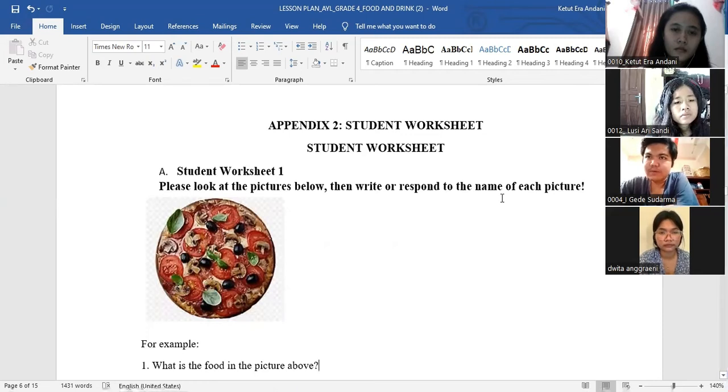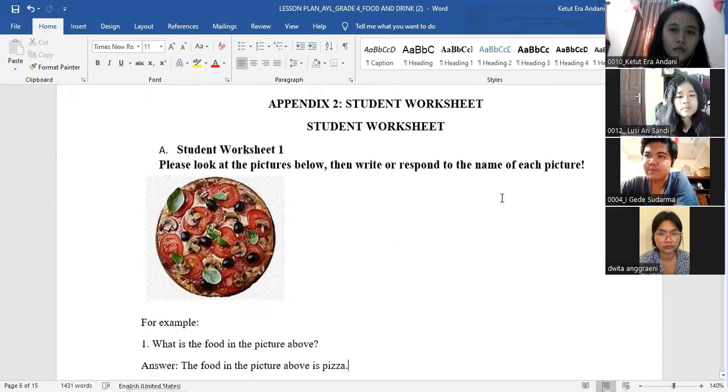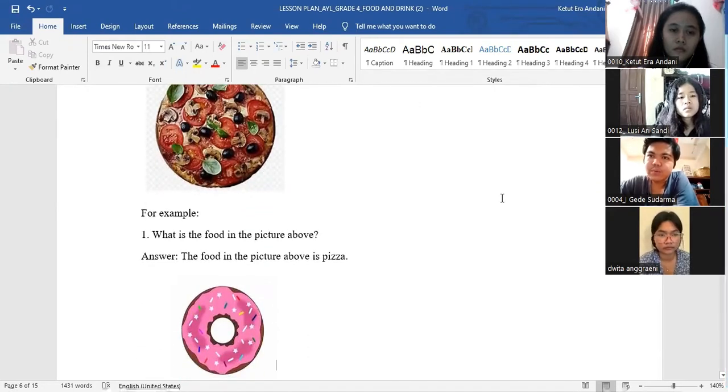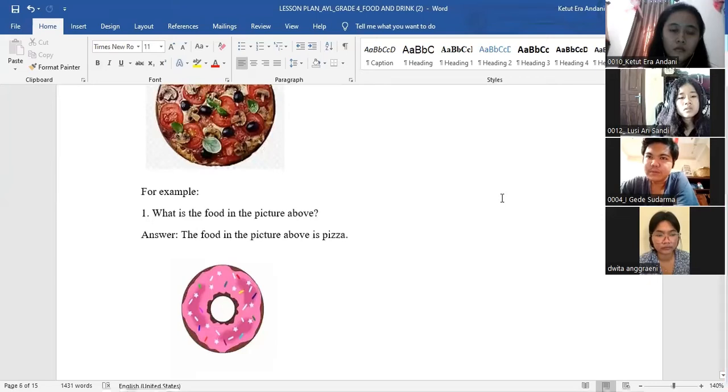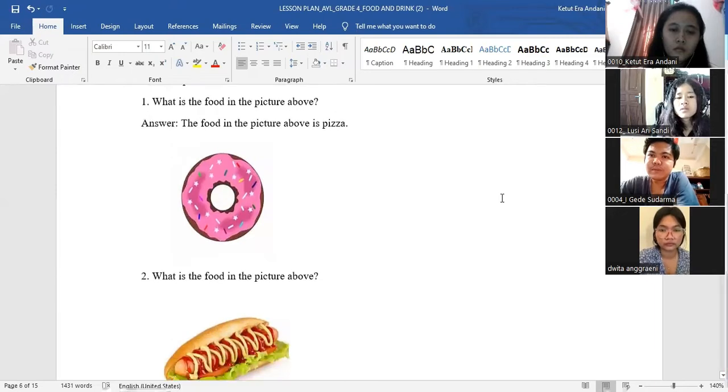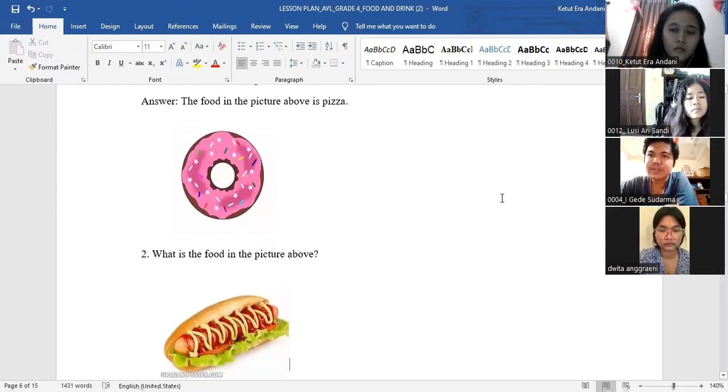And then right now we move to Appendix 2. It's about student worksheet. For the instructions is, please look at the picture below, then write or respond to the name of each picture. For examples, number 1, what is the food in the picture above? So the answer is, the food in the picture above is pizza. So for the other example of exercise, you can see on our screen.